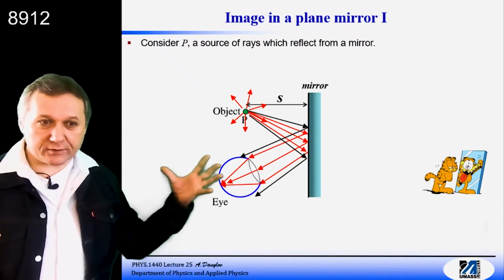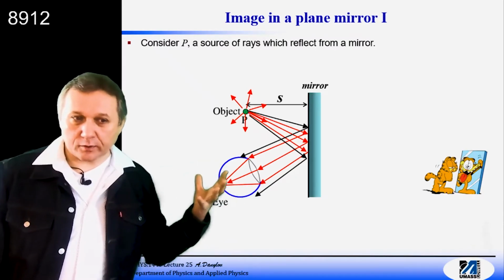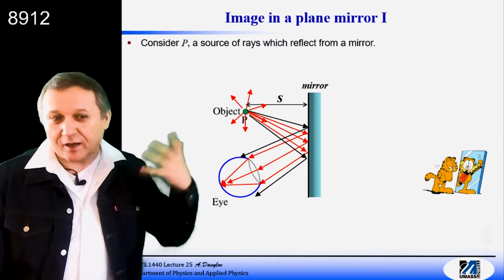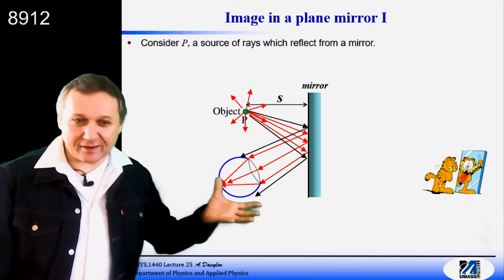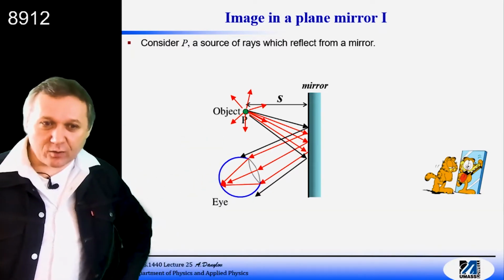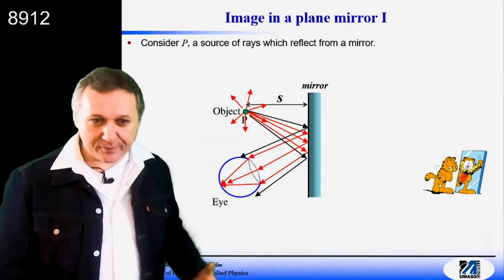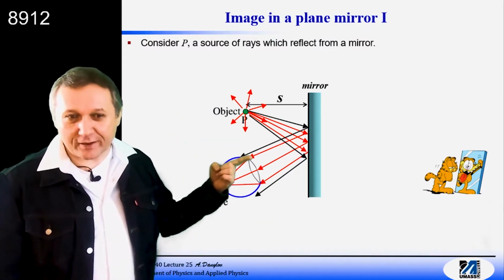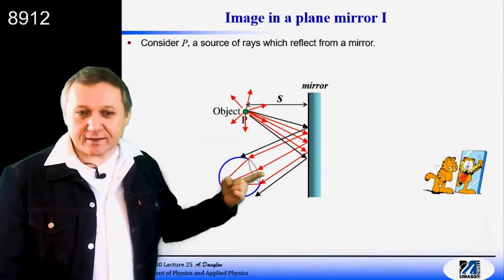So now, after this, it's a work of what? Of our brain. A collaboration of our brain and the eye. So now our brain starts interpreting. To our brain, it looks like this ray.